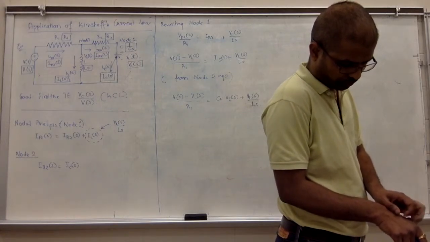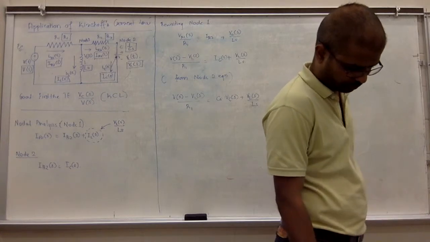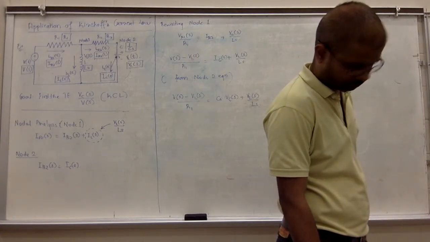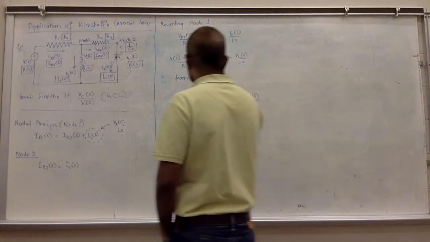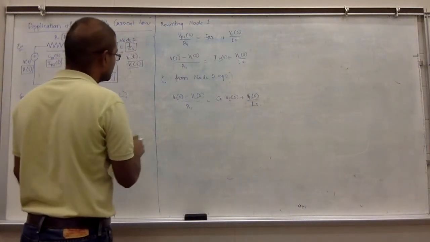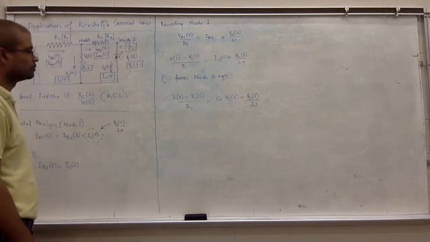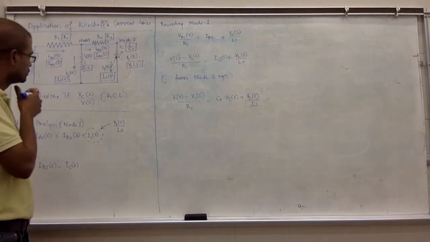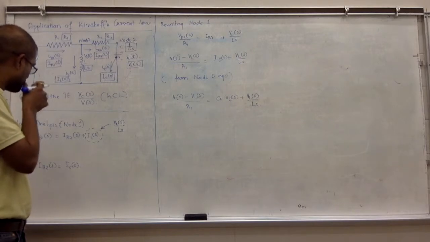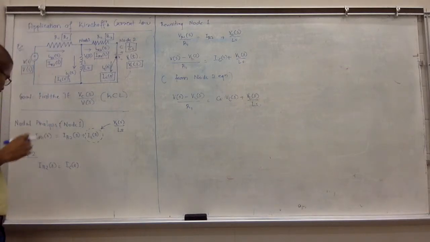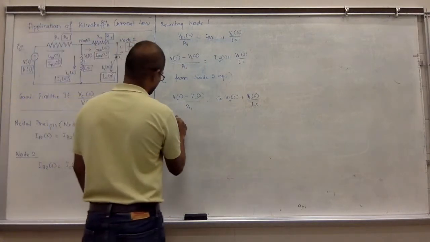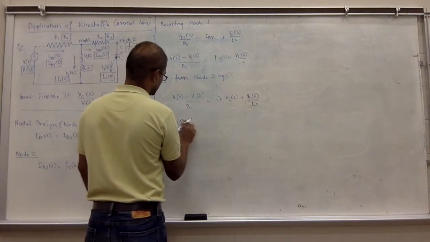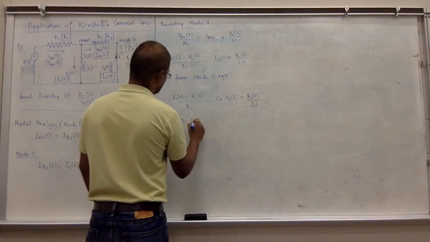Then wouldn't VLS be equal to minus the other two voltages? VL of S could be equal to minus VC of S minus the VR2 of S. So here, VL of S can be written in terms of VC and VR2.